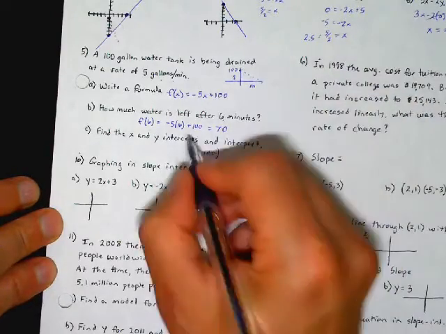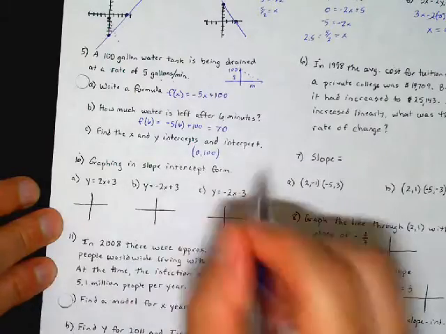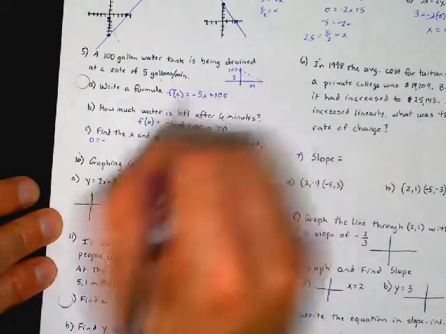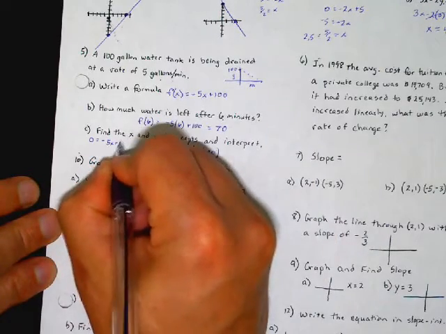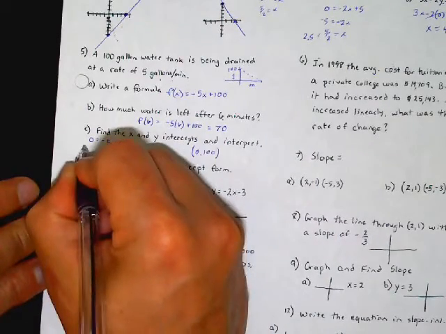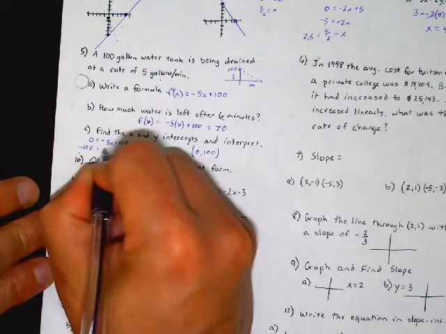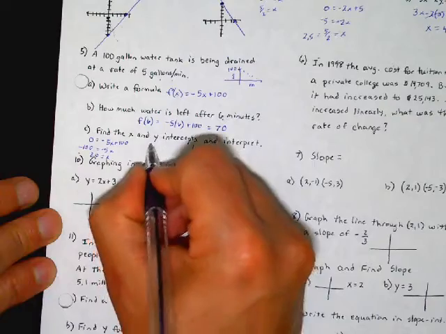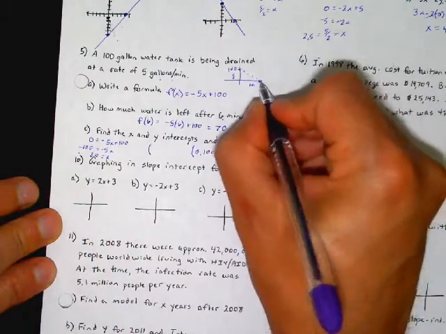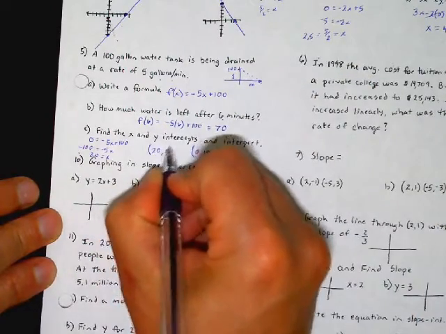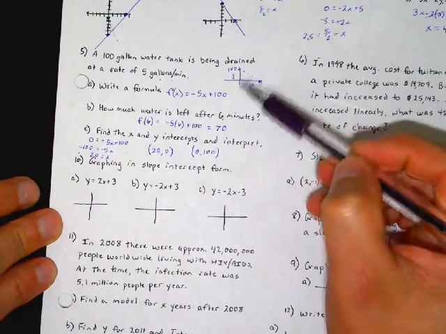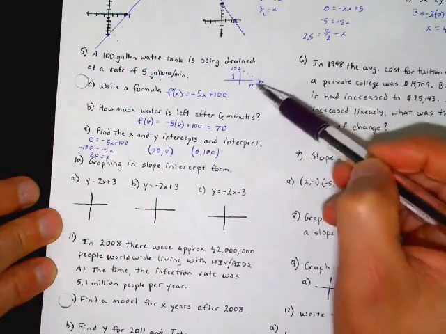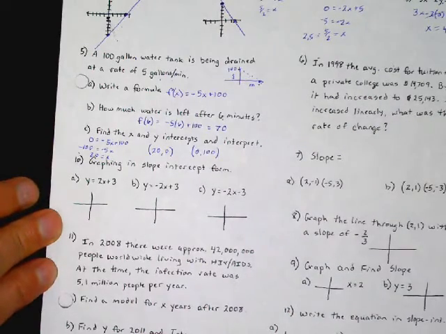The x-intercept, remember, for the x-intercept, I set the y equal to 0. So 0 is equal to, this is f of x, same thing as y, negative 5x plus 100, and I solve that, subtract the 100 over, divide by negative 5, and I get 20. So my x-intercept out here would be at 20, so it would be the point 20, 0, which means after 20 minutes, we have 0 gallons, so it's completely drained at 20 minutes.